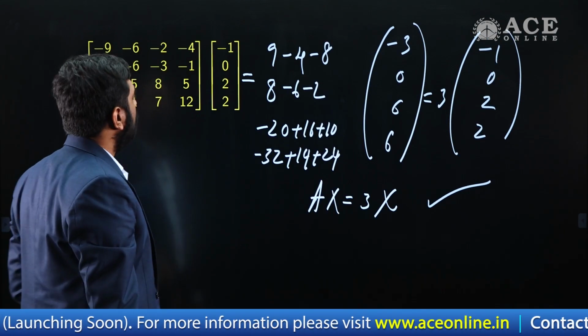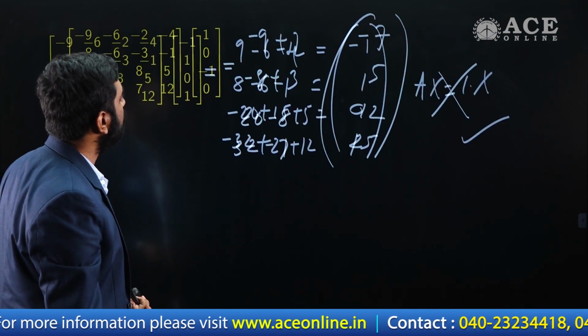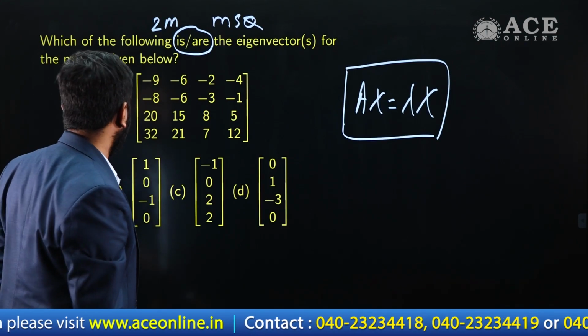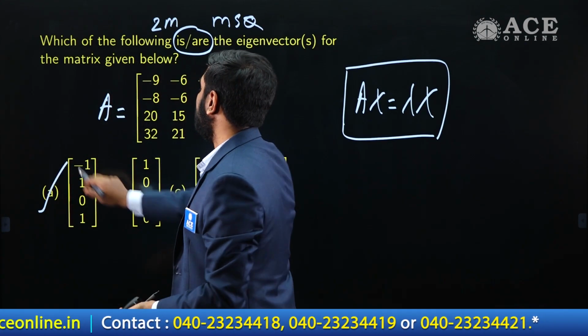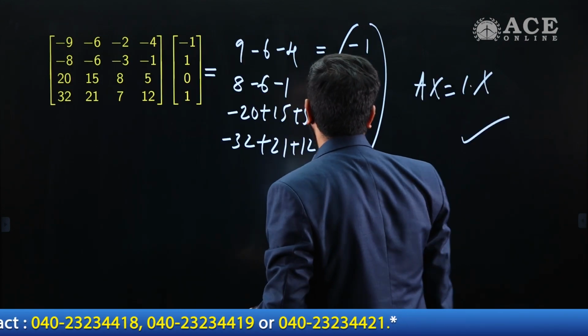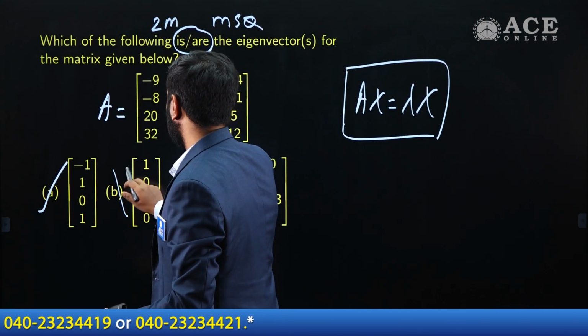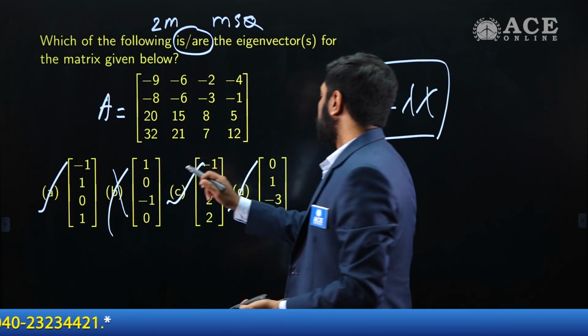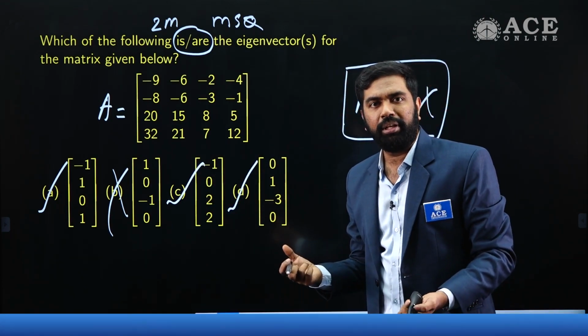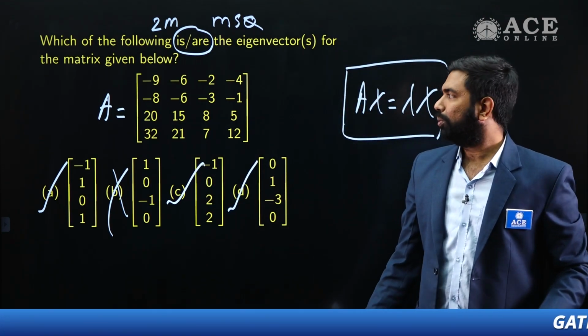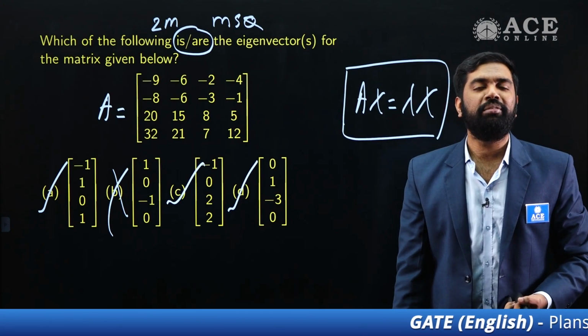So D is okay, C is okay, B is not okay, A is okay. What are the correct answers? A is okay, B is not okay, and the remaining are all okay. So this is not okay, this is okay, this is okay. These 3 options you will enable in the exam. So that's it from engineering mathematics.